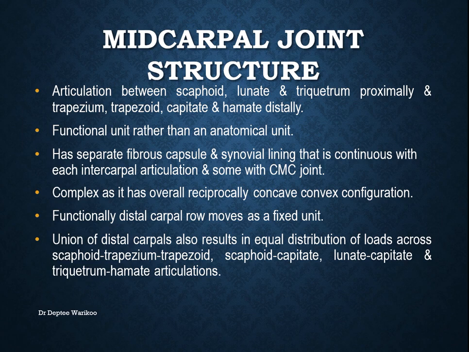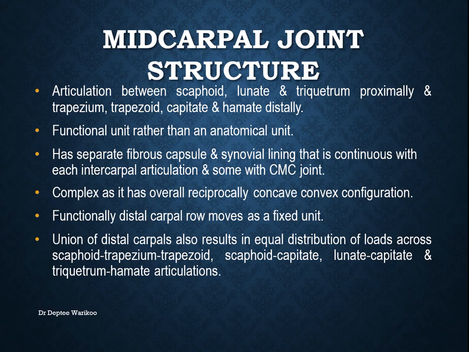The midcarpal joint is the articulation between the scaphoid, the lunate and triquetrum proximally, and the distal carpal row, which comprises the trapezium, trapezoid, capitate and hamate. The midcarpal joint is a functional rather than anatomical unit because it does not form a single uninterrupted articular surface. However, it is anatomically separate from the radiocarpal joint and has its own capsule and synovial lining that is continuous with each intercarpal articulation and may be continuous with some of the carpometacarpal articulations also.